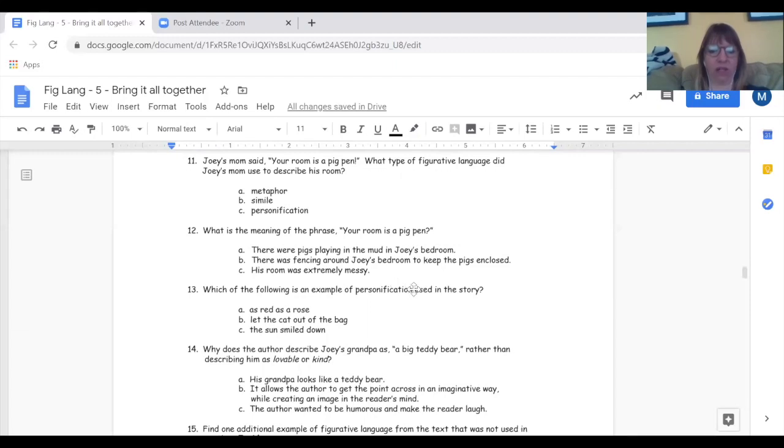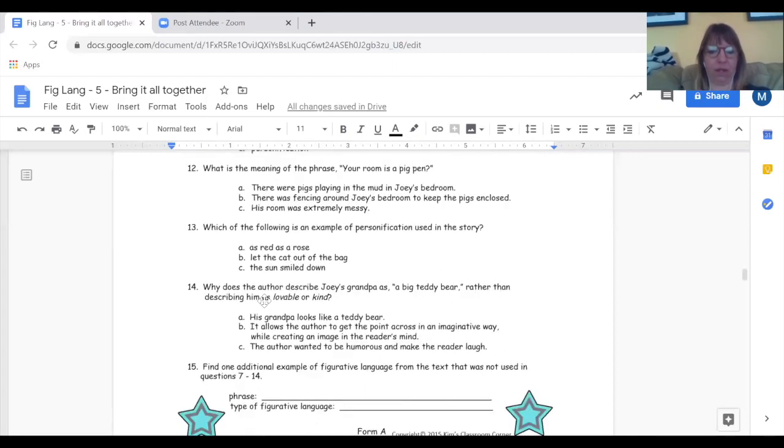All right, 14. Why does the author describe Joey's grandpa as a big teddy bear rather than describing him as lovable or kind? A, his grandpa looks like a teddy bear. B, it allows the author to get the point across in an imaginative way while creating an image in the reader's mind. Or C, the author wanted to be humorous and make the reader laugh. The answer is B. You can definitely get a nice image of grandpa in an imaginative way.